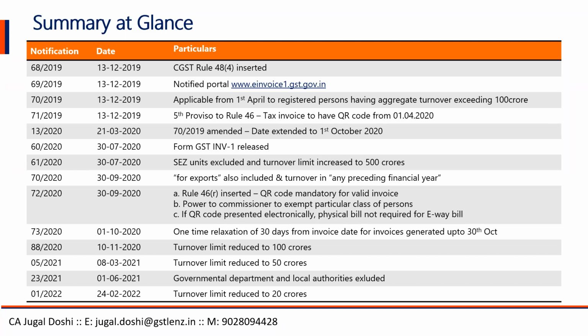So with this, from 1st October 2020, e-invoicing was implemented in India. After that, the only amendments are the reduction in turnover limit, first to 100 crores, then to 50 crores. And then in June 2021, government departments and local authorities were excluded. And now the latest notification, turnover is reduced to 20 crores. So these are all the legal notifications through which e-invoicing has evolved in the GST area. As you all would see, GST law is completely notification based.